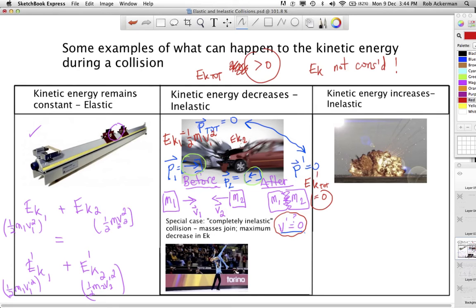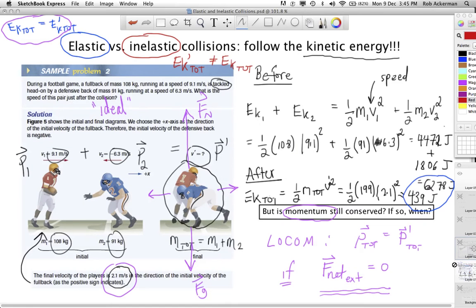Here's a very special case of a collision. It's called a completely inelastic collision, and as the picture with the figure skaters suggests, when you're figure skating in pairs like this, quite often the two skaters will come together. They will have an initial velocity, each of them, and the man will pick up the woman, and therefore they now move together with a common velocity and a common mass. Kind of like in this question with the football players.